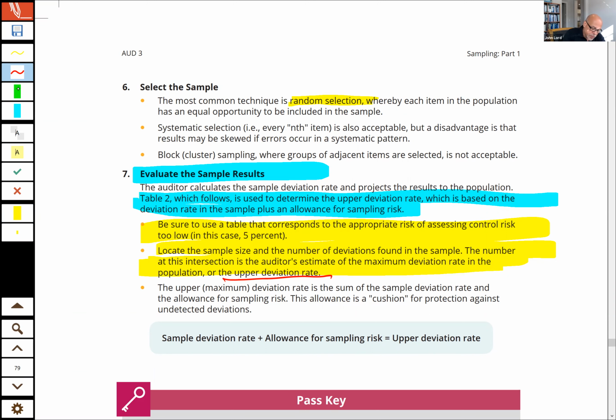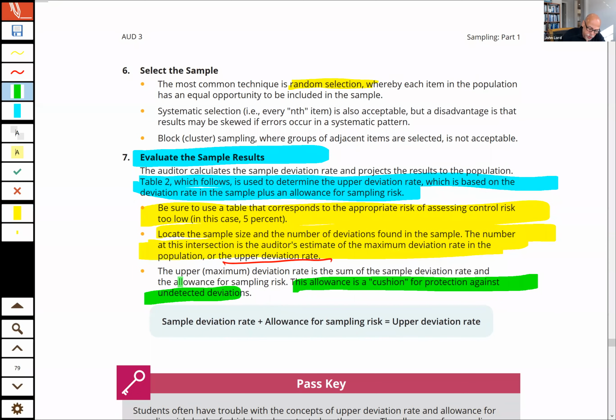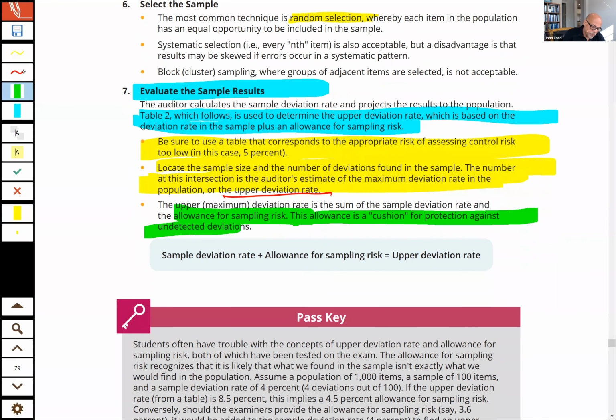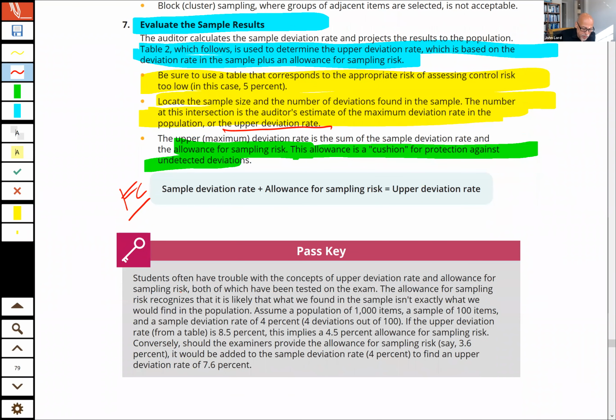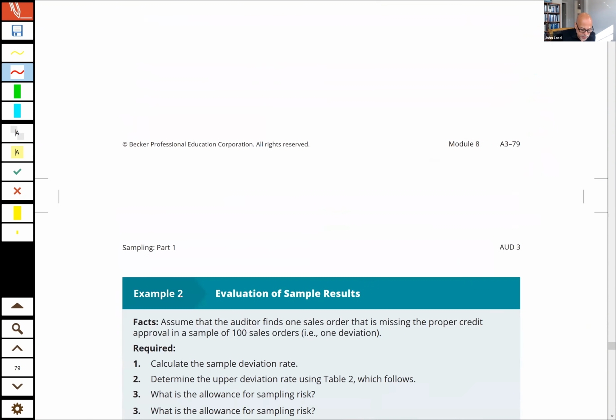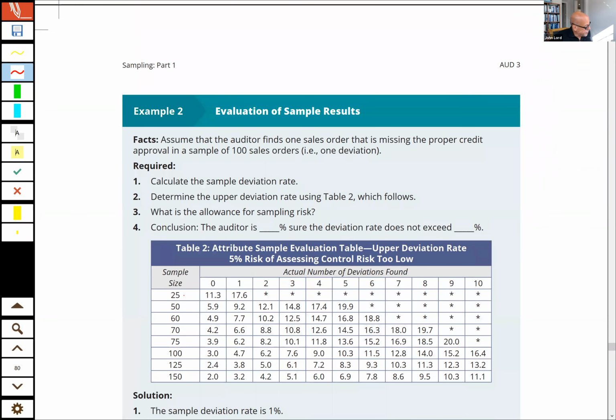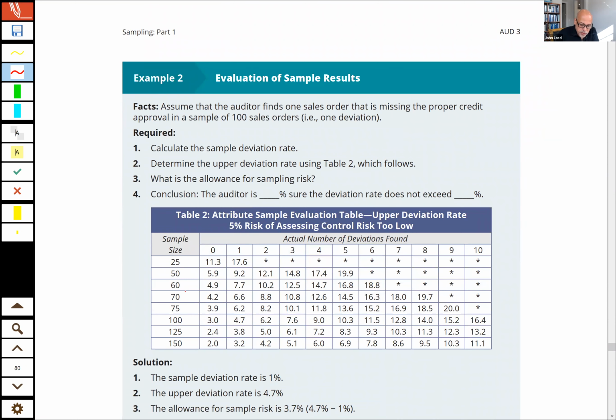Now, the upper deviation rate has something in there called an allowance, which is a cushion, allowance for sampling risk, which is a cushion against undetected deviations, okay? Now, I'm going to come back and use this formula again for you in a minute, but it is something you're going to have to flashcard, okay? So let's just come over and take a look at this example, okay? And they tell us that we have what? We have 1 sales order out of 100.